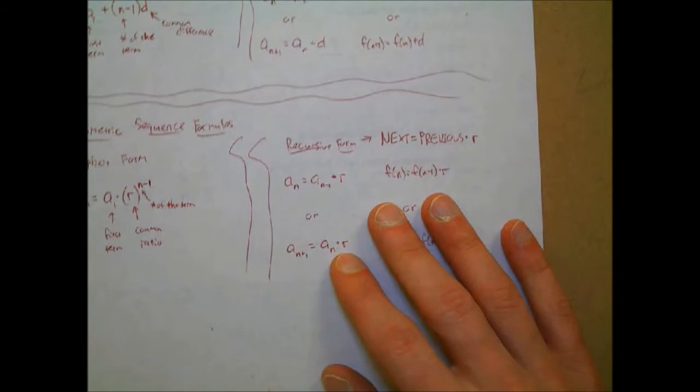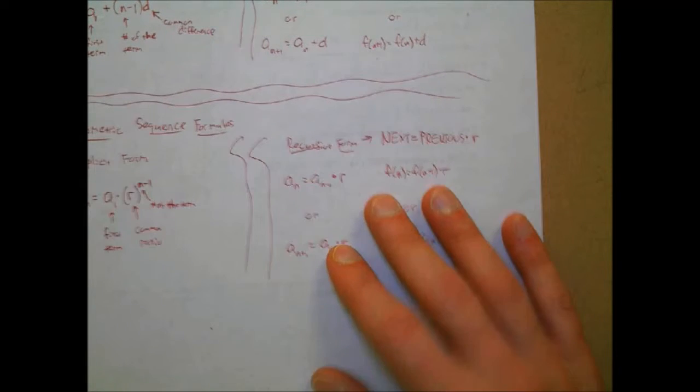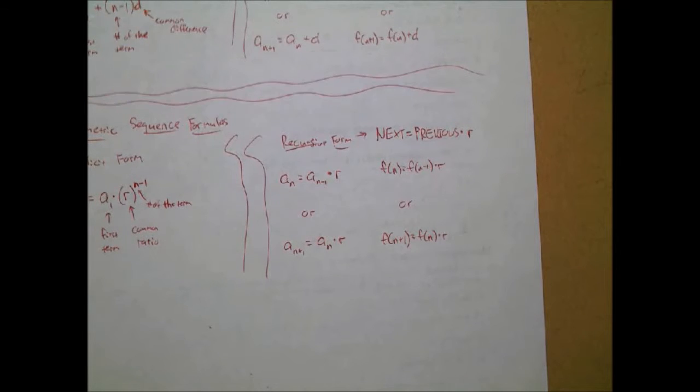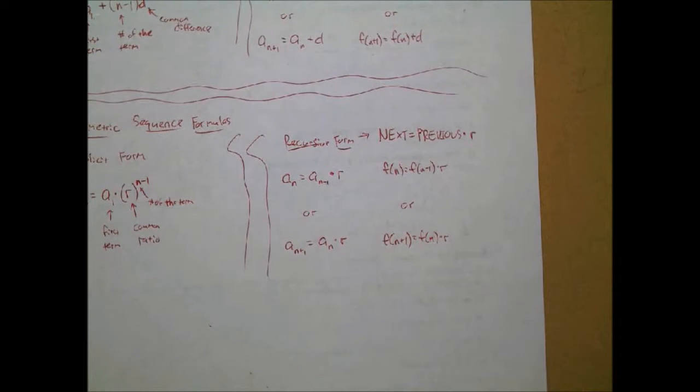But recursive is the easier one to remember because it's basically just, how do you take one term and then get to the next term? For geometric, you're just going to multiply the previous term to get the next term. And then for arithmetic, you're just going to add to get the next term. That's it. Add your common difference.